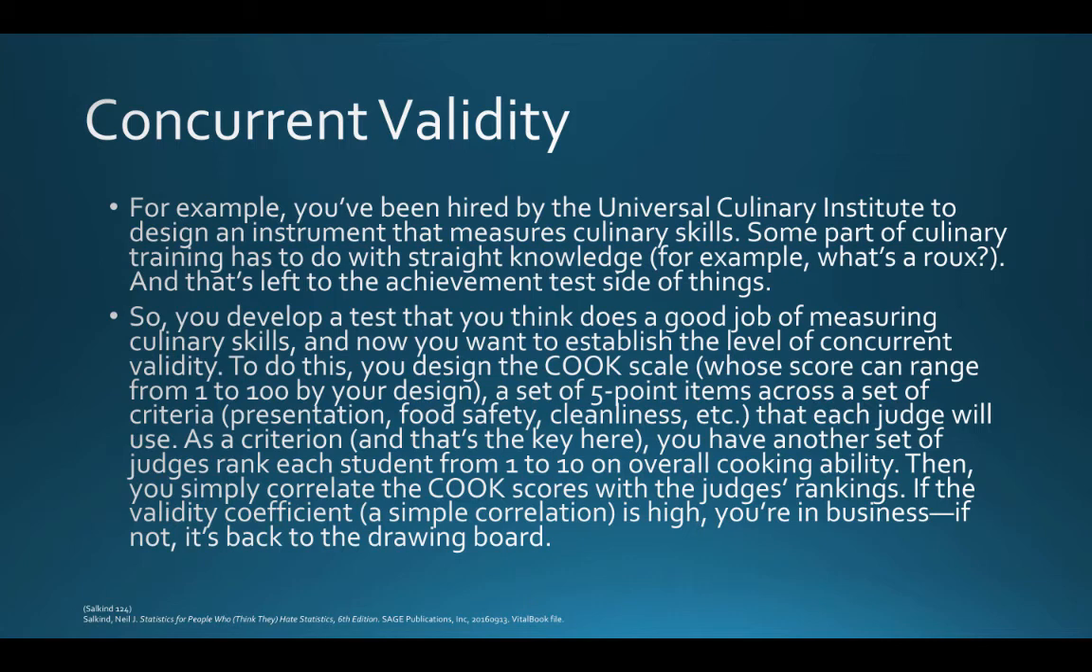So to do this, you design what's called a Cook test, and so you make this up on your own. Maybe the scores are going to range from 1 to 100. There's a set of 5-point items across a set of criteria, which could be presentation, food, cleanliness, whatever you want, that each judge will use. As a criterion, and that's the key, is you have another set of judges rank each student from 1 to 10 on overall cooking ability. Then you simply correlate the scores from the Cook test that you made up with the judges' ranking. So if the validity coefficient, which is a simple correlation, is high, you're good. If not, you're back into it.